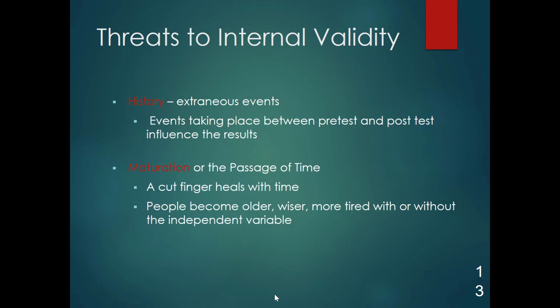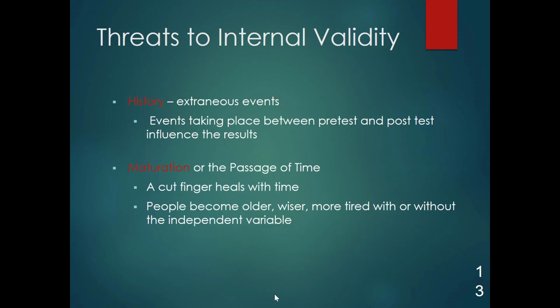History effects are basically extraneous events, events taking place between pre-test and post-test that may have an influence on the results. So whenever you have a pre-test and a post-test, you can definitely expect to have the history threat, because any extraneous events that happen between the time you gave them a pre-test and the time you gave them a post-test can have an effect on the results. For example, recent mass shootings targeted at law enforcement officers could influence the outcomes of a study that measures anxiety among spouses of law enforcement officers.